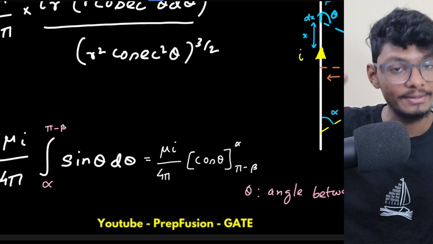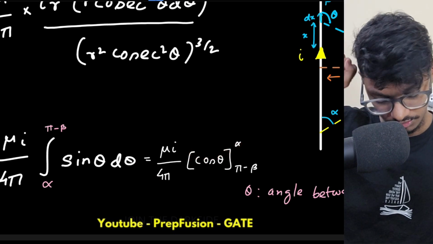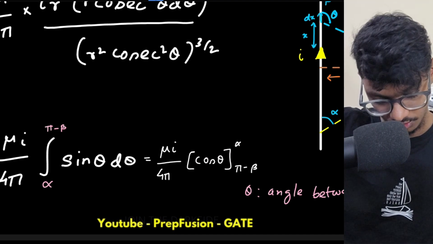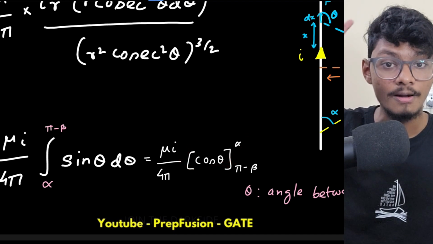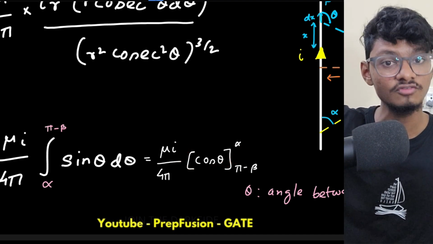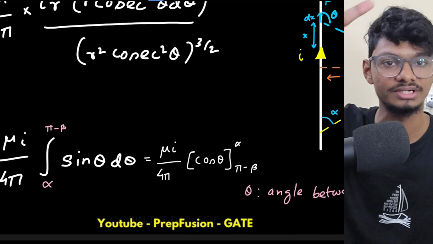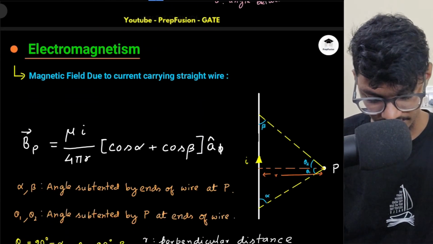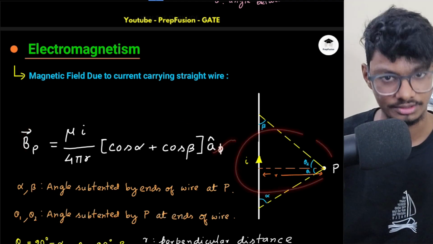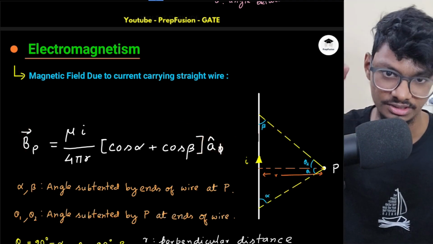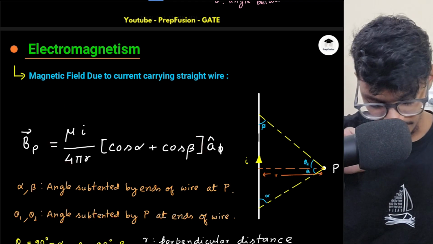Now, can I put these values here? I know cos of pi minus theta is minus cos theta. So this will become, did I do anything wrong here? Yeah, this is correct, cos alpha, cos beta. So this will be cos alpha plus cos beta, because it was cos alpha minus cos of pi minus beta, and cos of pi minus beta in itself is minus cos beta. So my final result will come out to be this. It will be in the azimuthal direction if you are taking cylindrical coordinates. That's how I get the direction, but the main thing is this expression. This is one beautiful expression that we get.